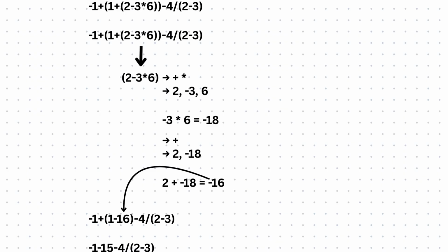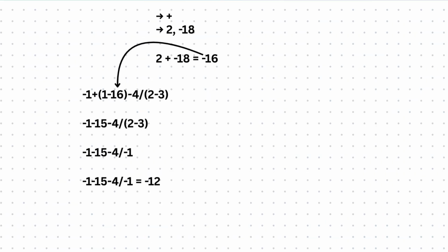Okay, we got the result of negative 16 for the small expression, so then we replace the old small expression with this result. And you notice that before the old small expression there is a plus sign, because our result is negative, so we remove this plus sign. Okay, similar for the next steps.